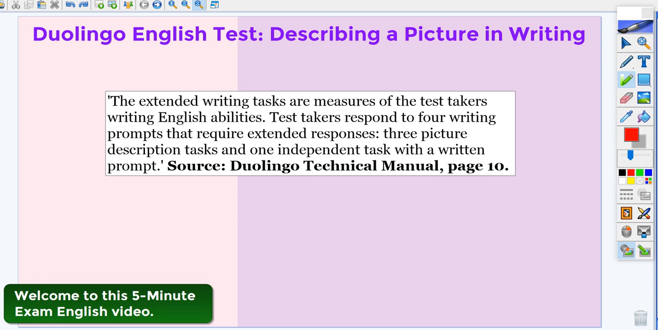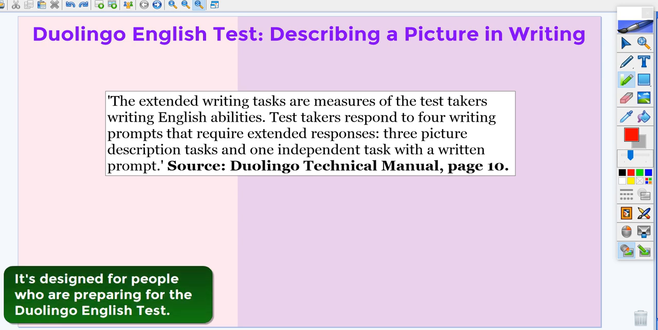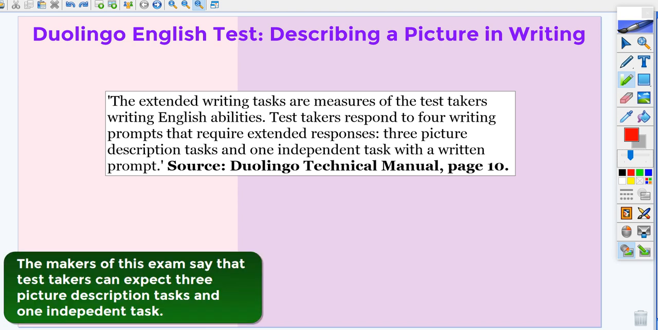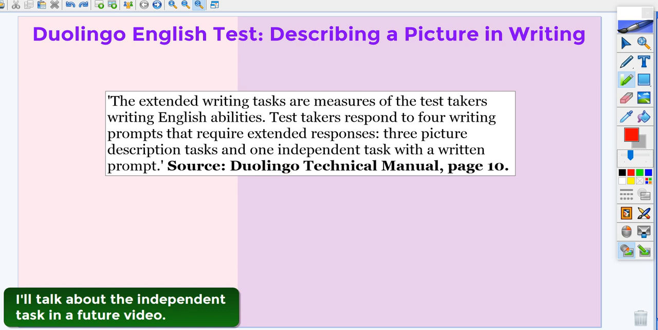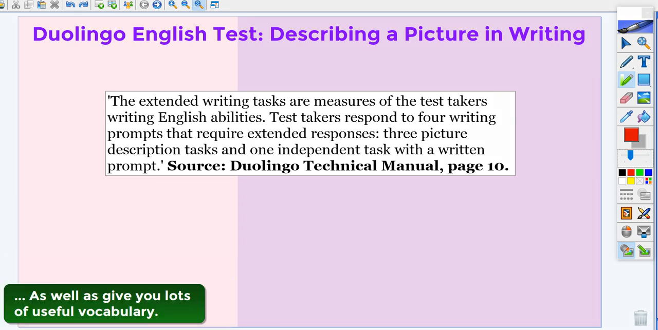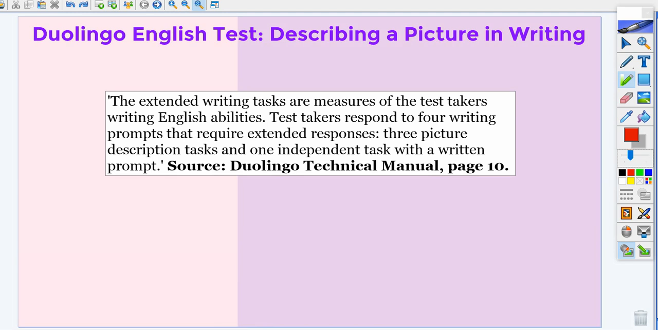Welcome to this 5-minute exam English video. It's designed for people who are preparing for the Duolingo English Test. The makers of this exam say that test takers can expect 3 picture description tasks and 1 independent task. I'll talk about the independent task in a future video, but for the next few minutes I want to give you some advice about how you can describe pictures in a clear way, as well as give you lots of useful vocabulary.